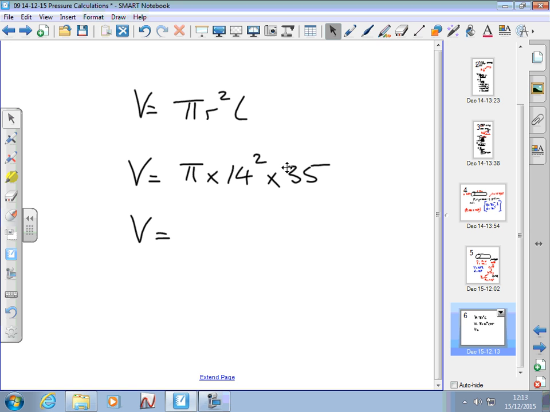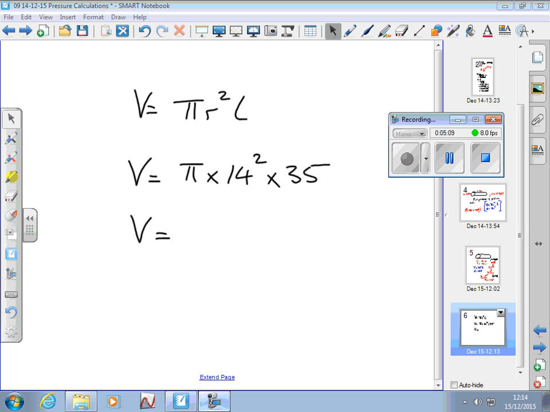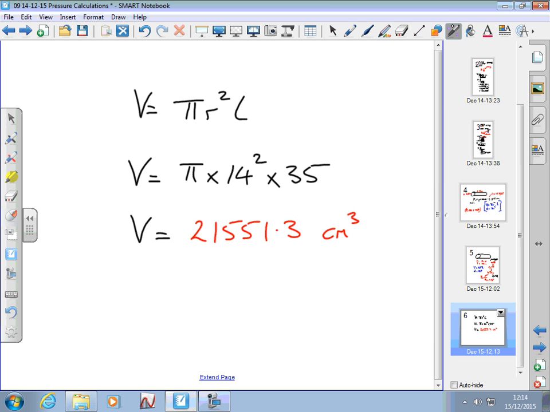And the volume turns out to be 21,551.3 centimetres cubed. I've just held on to quite a lot of the accuracy. I'm going to round my answer at the end. So that's the volume.